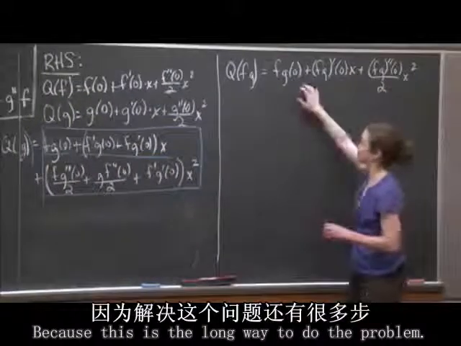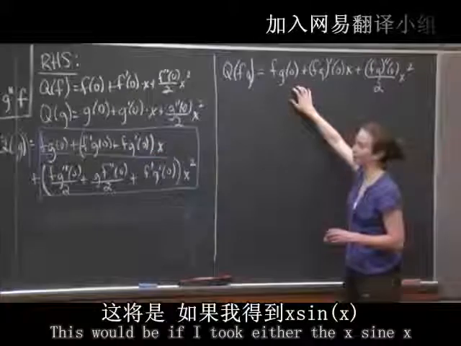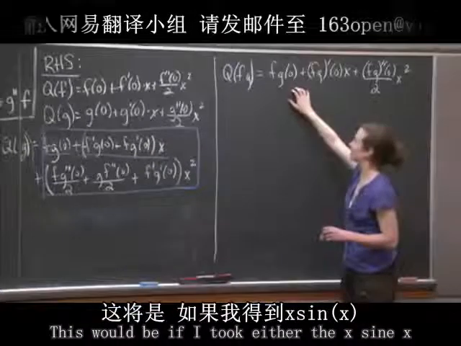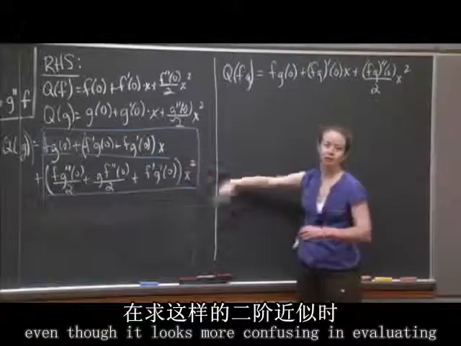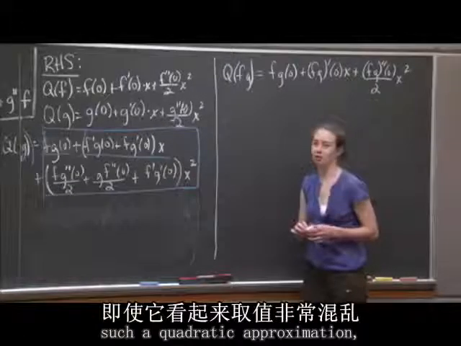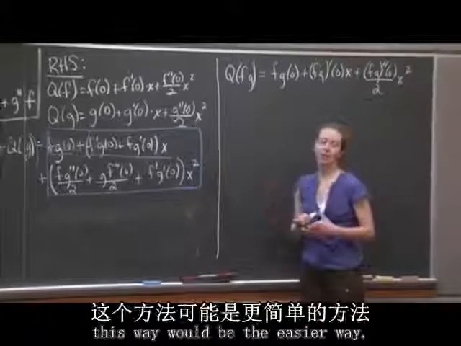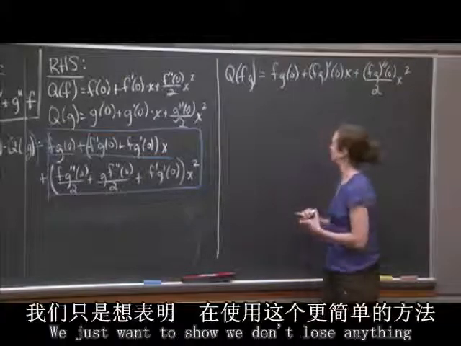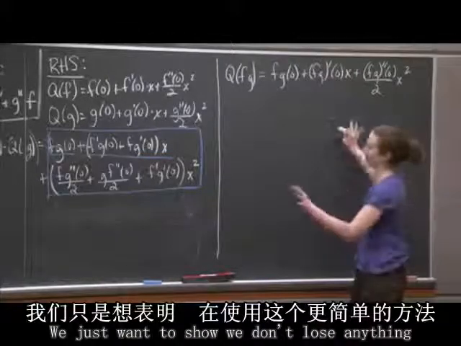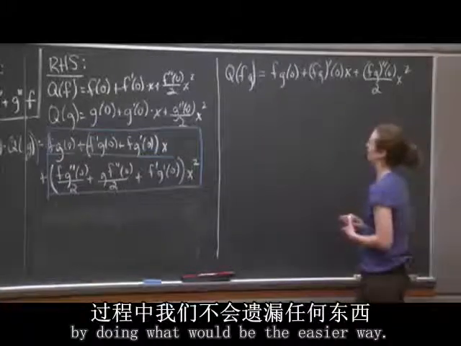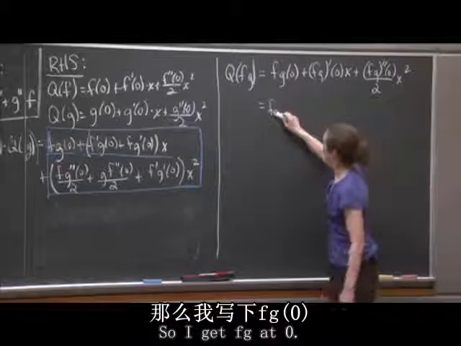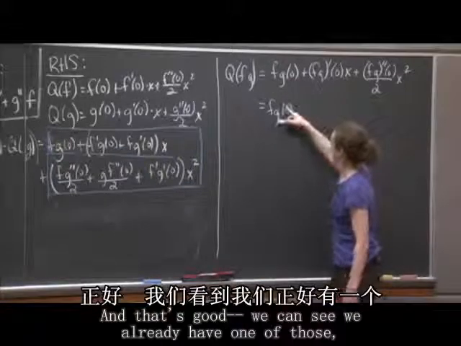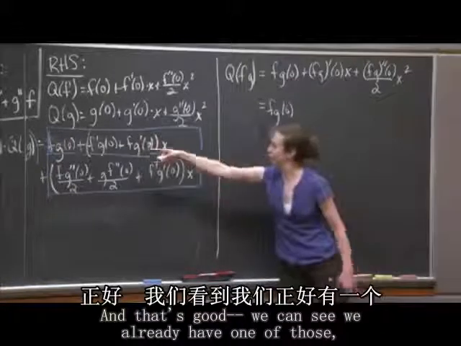Because this is the long way to do the problem. This would be if I took e to the x sine x and I took all the derivatives. And this, in fact, even though it looks more confusing, in evaluating such a quadratic approximation, this way would be the easier way. We just want to show we don't lose anything by doing what would be the easier way. So I get fg at 0, and that's good. We can see we already have one of those, so that's nice.